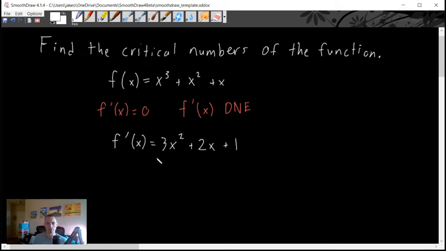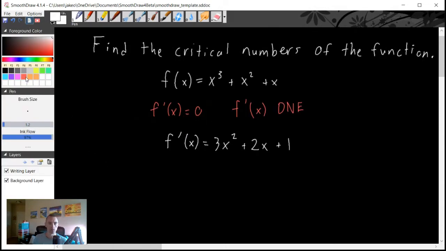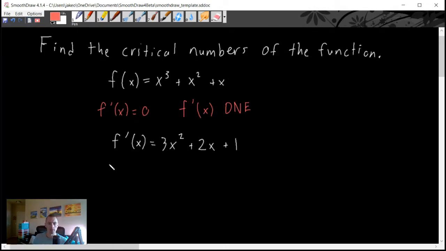So now there's two things we need to think about. Where does our derivative equal 0? So the first thing we want to do is set this equal to 0. Okay. And the other thing we want to think about is, where does our derivative not exist? Where does this function right here not exist?